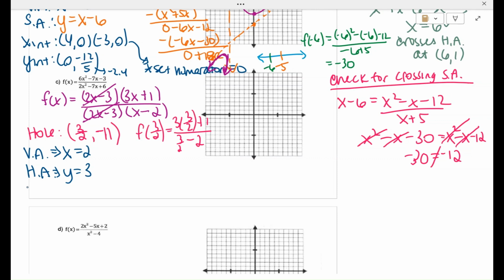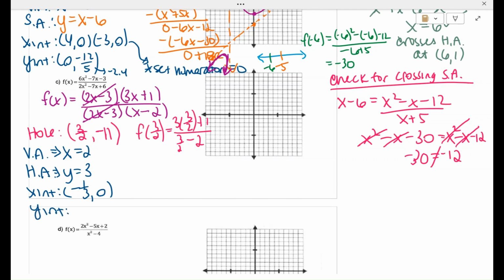And then we have x-intercepts. The only x-intercept I have at the moment is negative 1/3 comma 0. And of course, again, x-intercepts cannot be holes. So once you cross out that hole, it's a hole. And then that leaves the y-intercept.